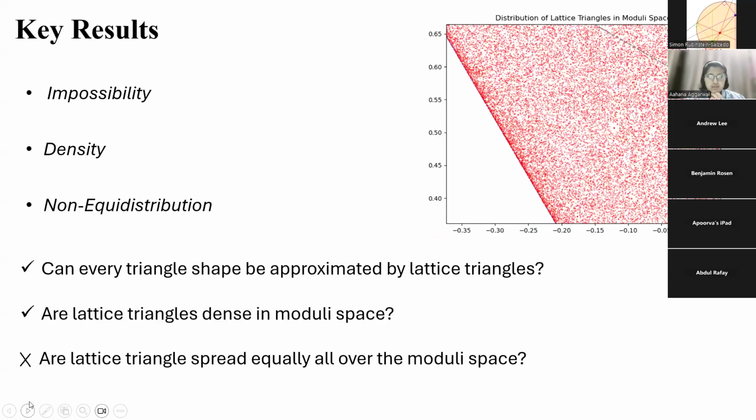The key results from this presentation are that equilateral triangles cannot exist as lattice triangles, lattice triangles are dense in the moduli space, and lattice triangles are not equidistributed. Thank you.